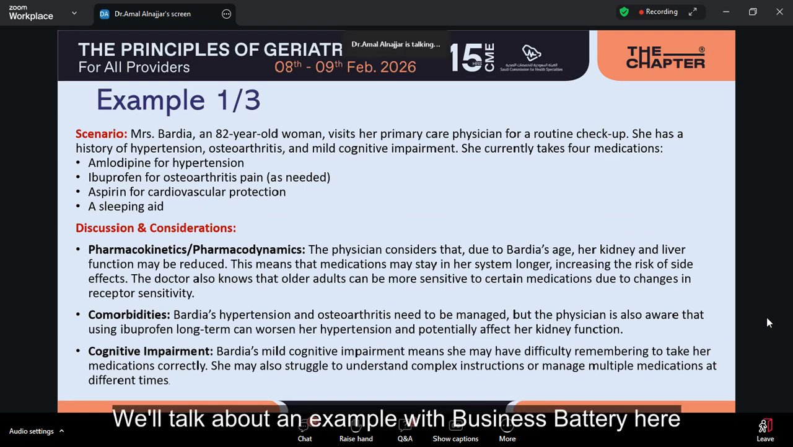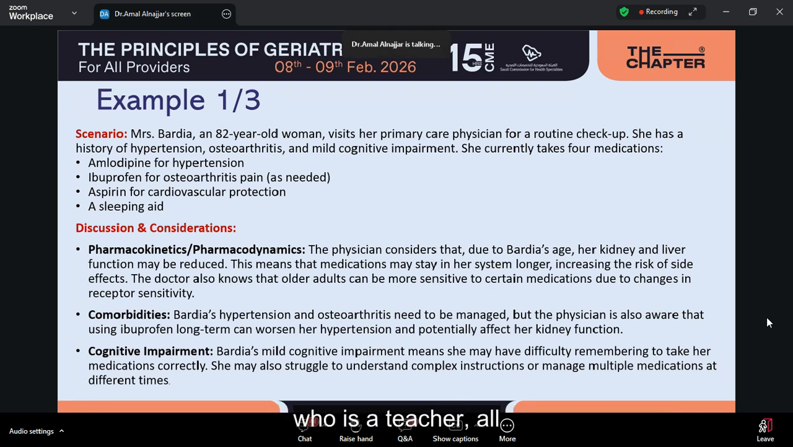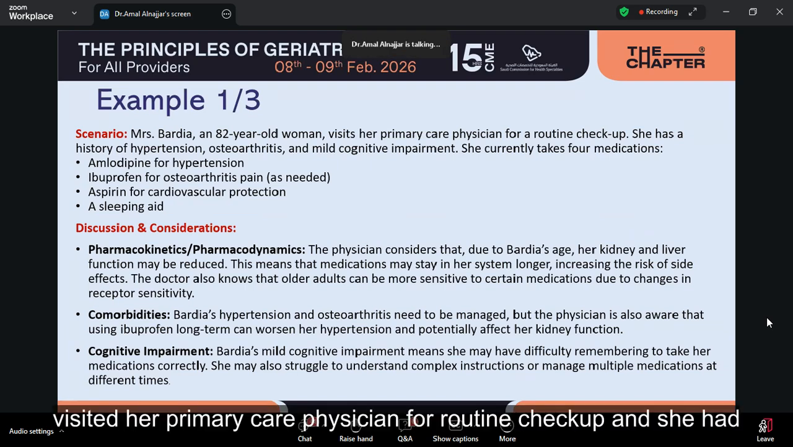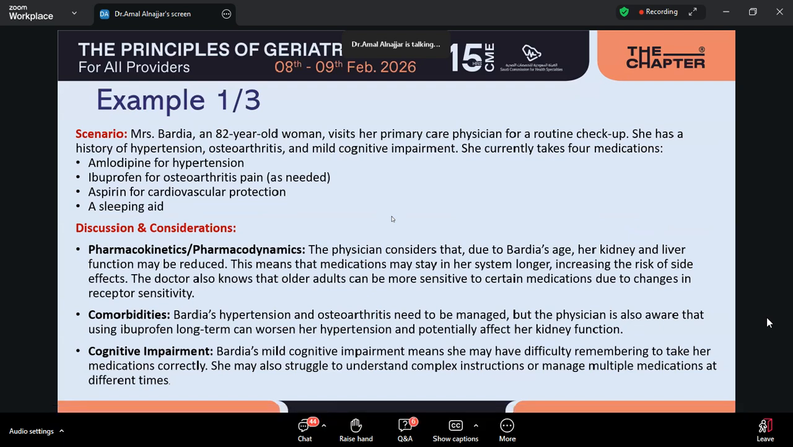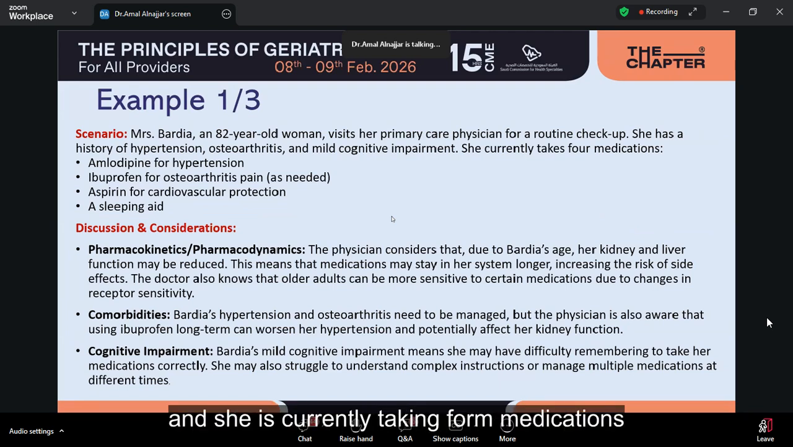We'll talk about an example with Mrs. Badriya, who is an 82-year-old woman who visited her primary care physician for a routine checkup, and she has a history of hypertension, osteoarthritis, mild cognitive impairment, and she's currently taking 4 medications. She's taking amlodipine for hypertension, ibuprofen, which is a non-steroidal pain reliever, for osteoarthritis, aspirin for cardiovascular protection, and a sleeping aid medication.